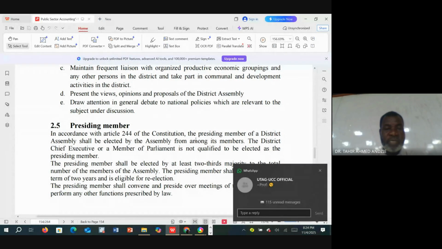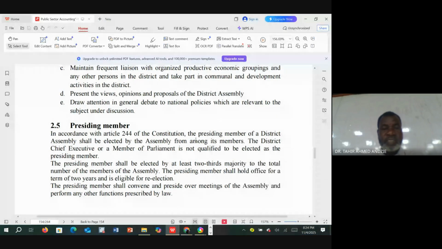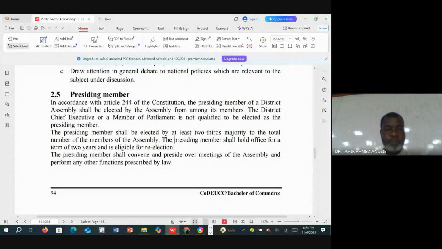They have to draw attention in general debates to national policies which are relevant to the subject under discussion. So if a national policy comes forward, like for example, anything that the government wants to undertake to ensure that the nation goes on, it is the duty of the assembly members to ensure that these policies have been understood and explained to the various assembly members in the local area. Now we have the functions of a presiding member.